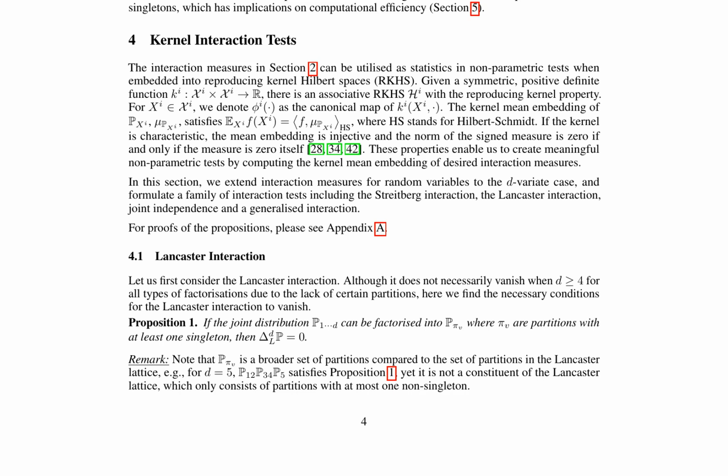The Lancaster interaction is extended to the D-variate case, and a family of interaction tests is formulated, including the Streitberg interaction, the Lancaster interaction, joint independence, and a generalized interaction. Proposition 1 establishes the necessary conditions for the Lancaster interaction to vanish, which is satisfied when the joint distribution can be factorized into partitions with at least one singleton.